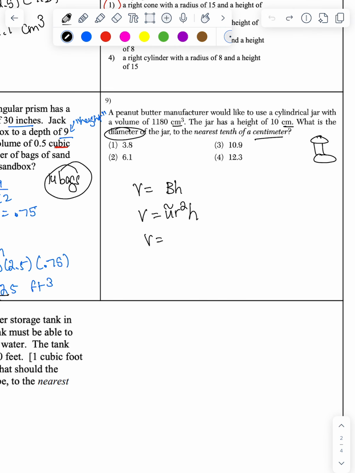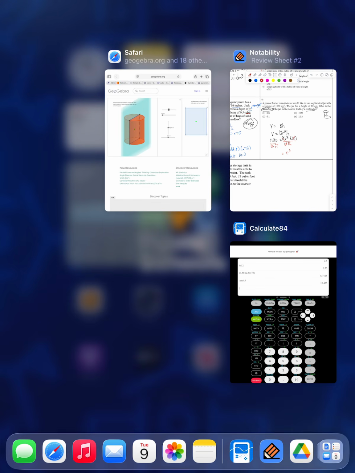Oops, I should have plugged in the volume. Let me do that. They give us the volume of 1,180 cubic centimeters. Once again, we are finding the radius. And then the height is 10. So what I'm going to do first is move everything away from the r squared. And I'm going to do that by dividing both sides by 10 pi. That way, I can eliminate the 10, and I can eliminate the pi, and I'll just be left over with r squared.